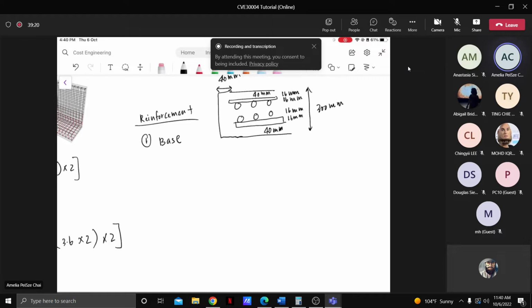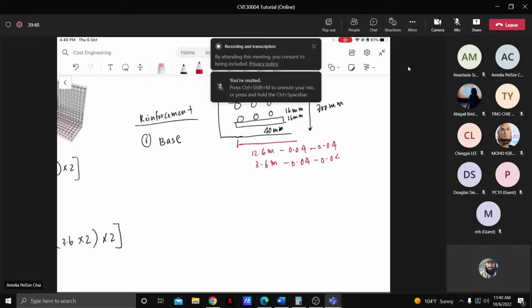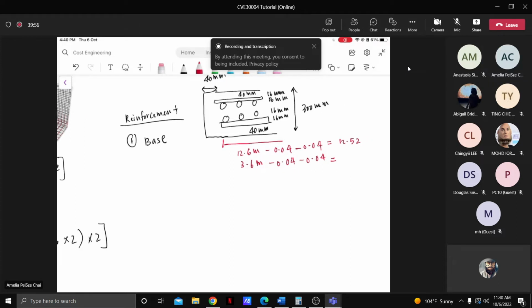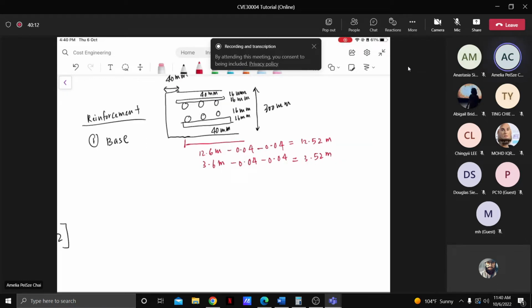Let me think. What do we need? Okay, we need to find out the length here. So we know the external dimension is 12.6 meters and 3.6 meters, right? Overall tank. So you minus off your 40 mm cover at both sides, 0.04 minus 0.04, which gives you 12.52. This one is 3.52, right? Then what's next? You have your length, your width.